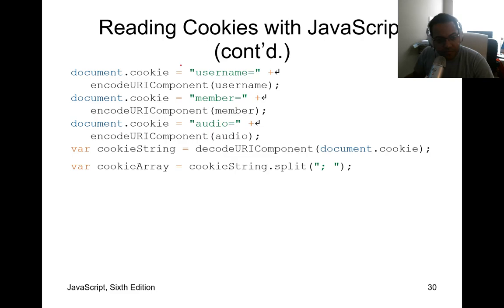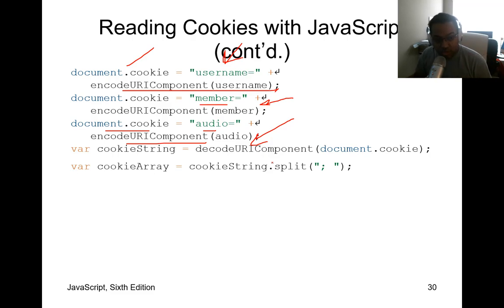So here we go. It has the document.cookie. It loads it with the username. It then encodes that username. Document.cookie, it loads it with the encoded member name. It then does it again. These are 3 separate encoded cookies. They're not one and the same. So document.cookie, audio equals, and then it encodes the audio and then loads it into the cookie. So there's 3 cookies.